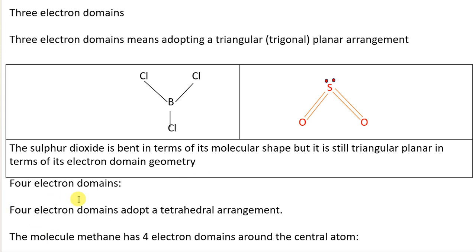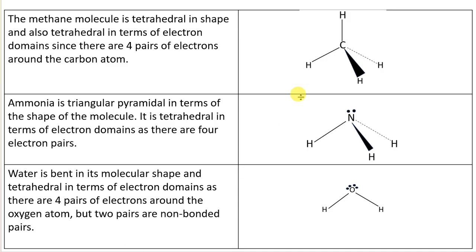And now, 4 electron domains. 4 electron domains adopt a tetrahedral arrangement. The molecule methane has 4 electron domains around the central atom. We have it here. So, 3 diagrams. In the first, the methane molecule is tetrahedral in shape. It's also tetrahedral in terms of electron domains, since there are 4 pairs of electrons around the carbon atom.